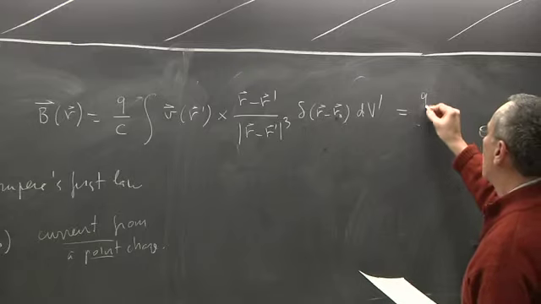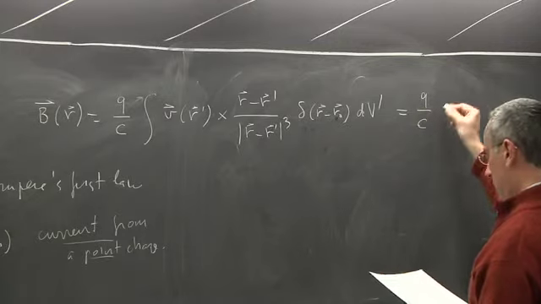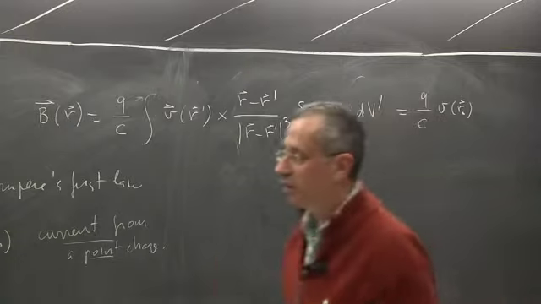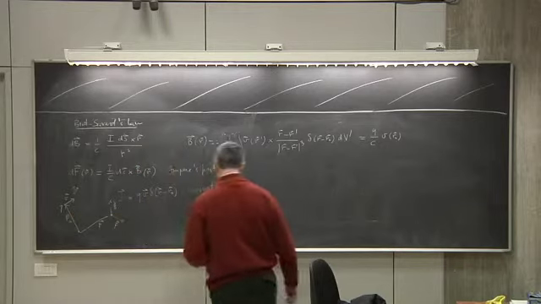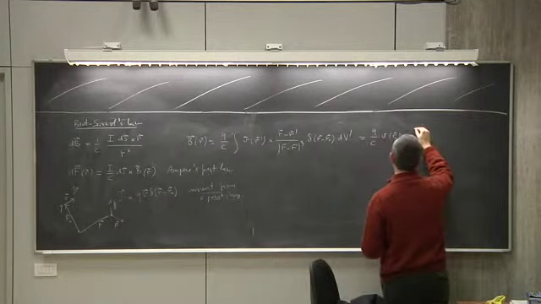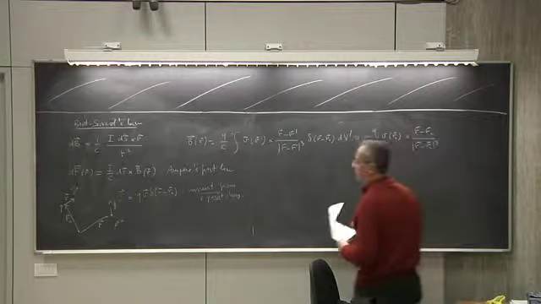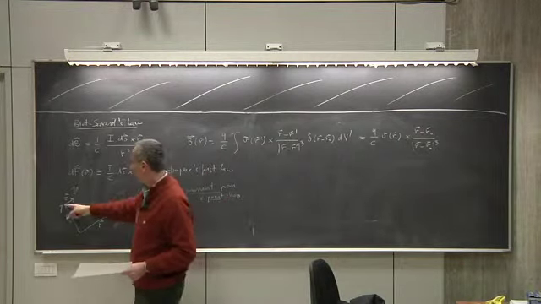So you get Q over C, then the velocity at R naught, so the velocity where the charge is, and then this factor due to the distance between these two points, R and R naught.